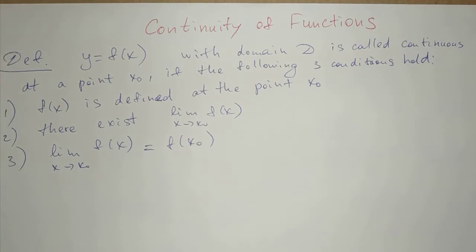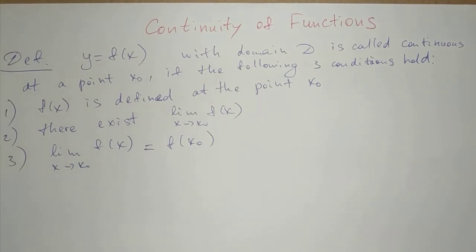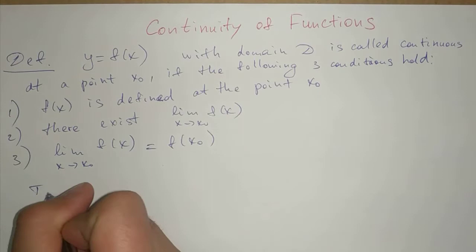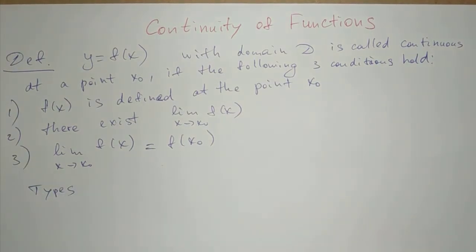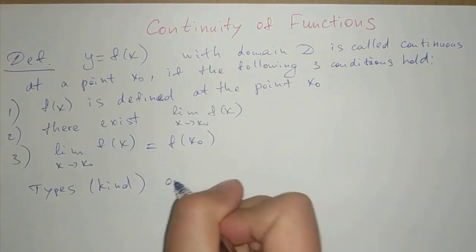If at the point x0 at least one of these conditions is violated, then x0 is called a point of discontinuity. We have three types or kinds of discontinuity.